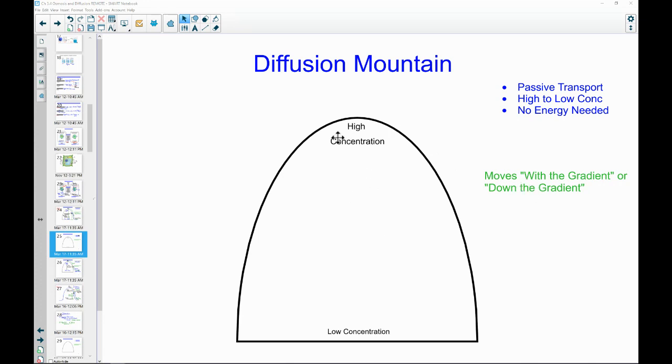So the top of the mountain represents a high concentration. It could be a high concentration of water, making it hypotonic, or it could be a high concentration of solute, making it hypertonic. It just depends on what molecule you are following and how you predict that molecule is going to move across that membrane. And down here is your low concentration. Again, is it a solute molecule? Is it the water molecule? It doesn't matter which one you are talking about, as long as you are clear on that.